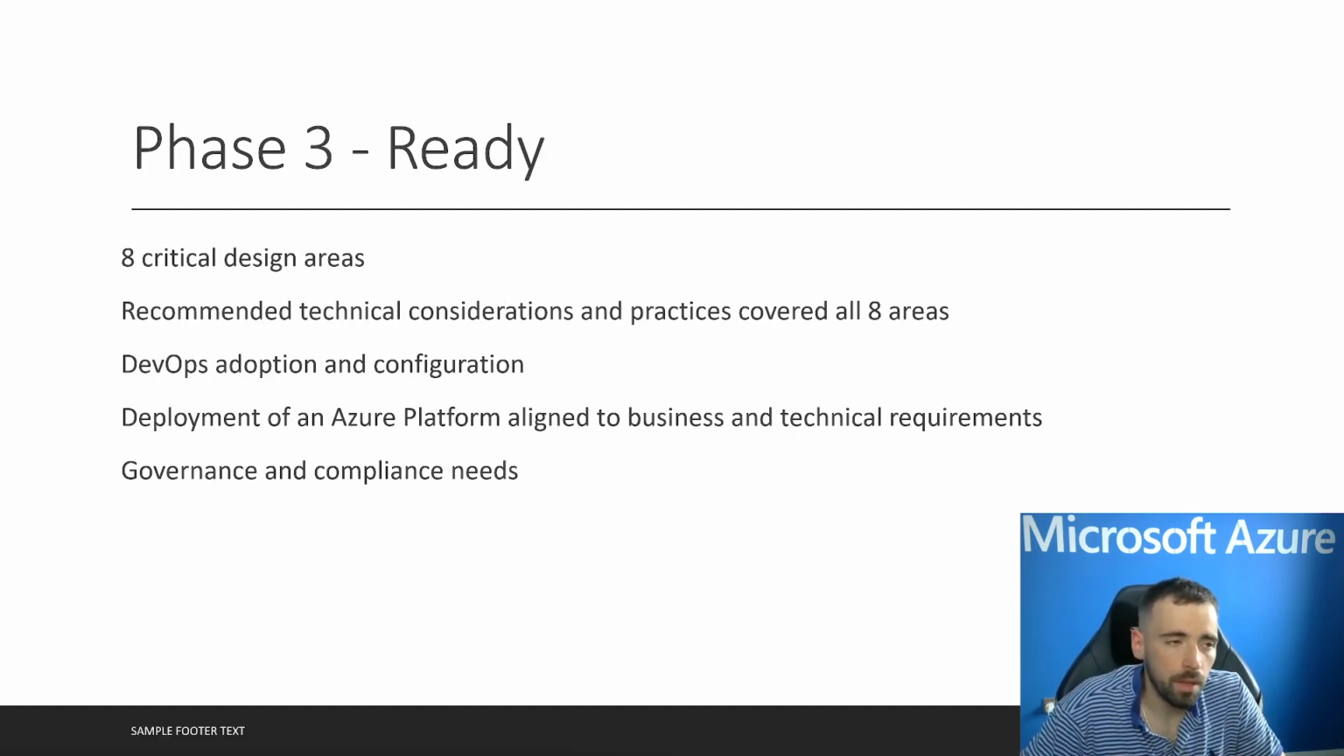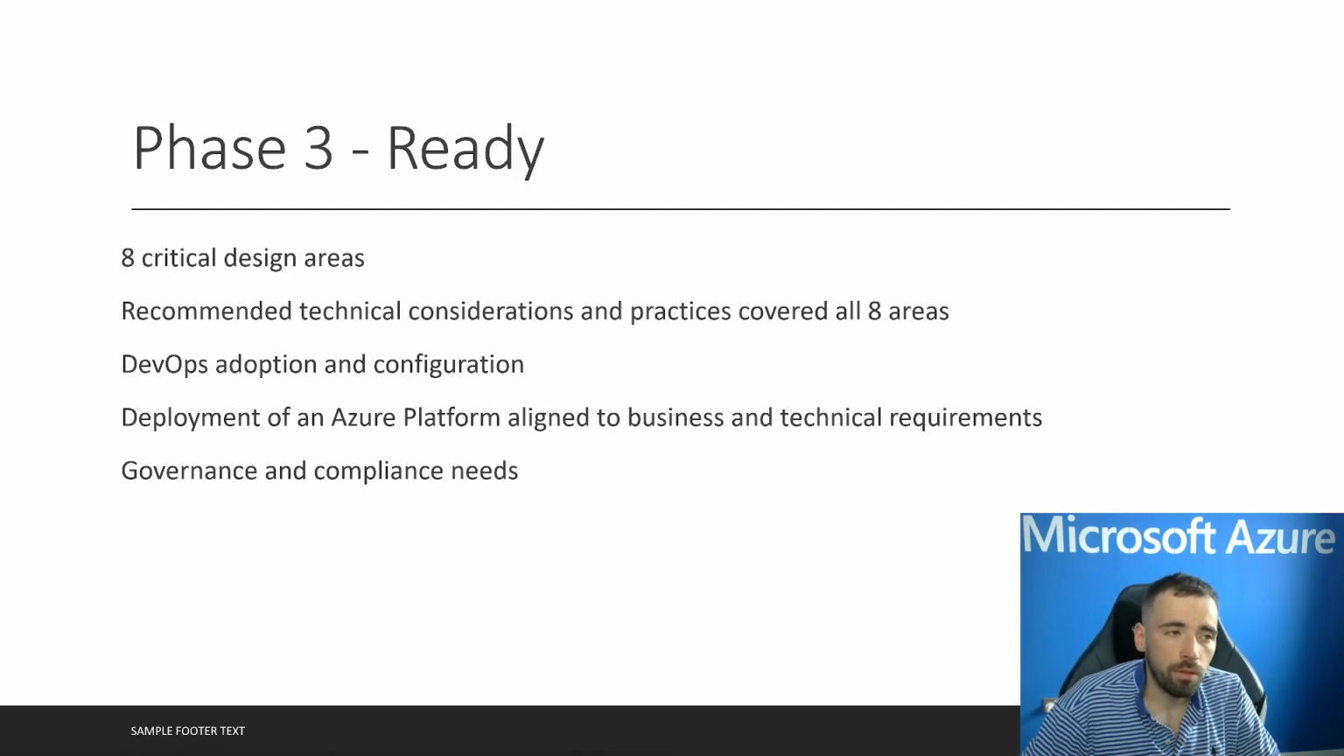Phase 3 is ready, and this is primarily around the technical implementation of an Azure platform. So it doesn't concern workloads at this stage, although it does put the Azure services in place ready to support Azure workloads. So there's 8 critical design areas. We've got stuff such as identity, the tenant, and how we're getting our subscriptions, or if we use an enterprise agreement, then how we would organise the enterprise agreement as well. We've got networking, platform DevOps, management and monitoring.